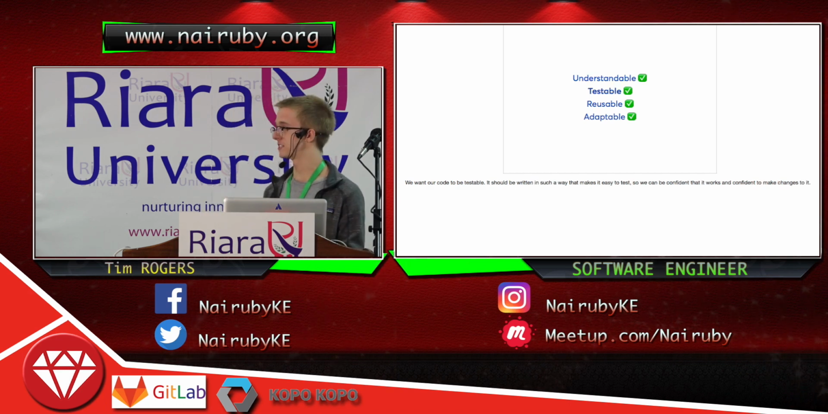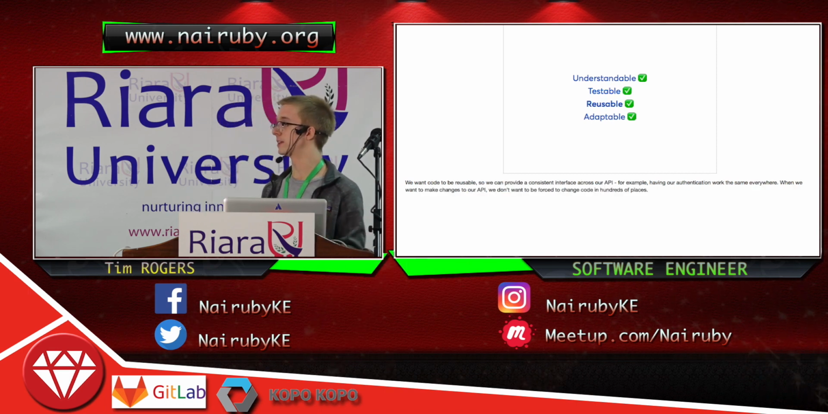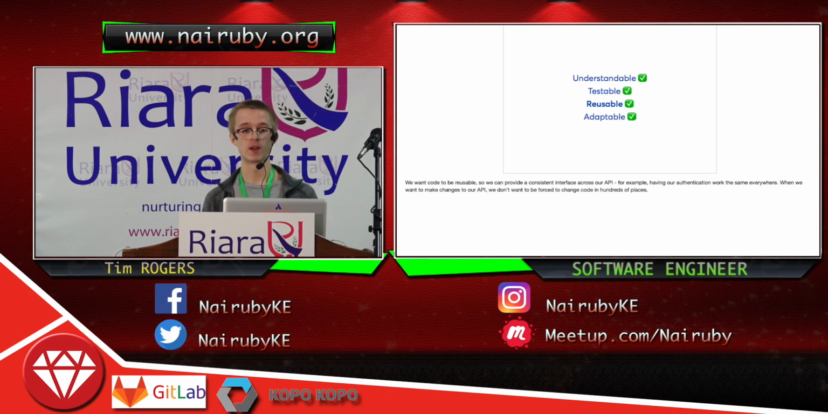We want our code to be testable. It should be written in such a way that it's easy to test, so we can be confident that it works now and confident to make changes in the future. We want our code to be reusable, so we can provide a consistent interface across our API. For example, having our authentication work the same everywhere. When we want to make changes to our API, we don't want to be forced to change our code in hundreds of places. We want to have a single point where we need to make a particular change.